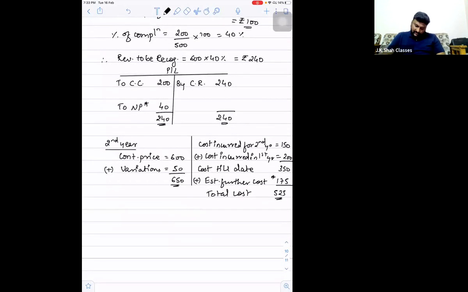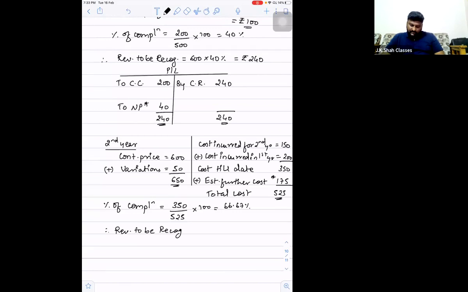Now, if I calculate the percentage of completion, what will I say? Cost incurred till date is 350 divided by total cost of 525 into 100. So what is the value? Just anybody please calculate and tell. Please give the answer. What will be the percentage? Write in the chat box. 66.67%. Okay, thank you.